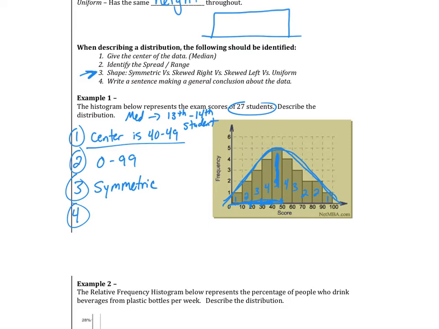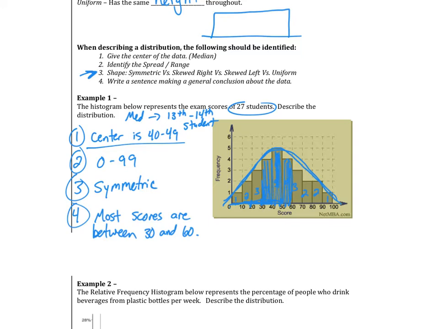And then for number 4, it just says to write a sentence making a general conclusion. So what we could say about this is most scores are between 30 and 60. Okay. Because most of the scores are going to be in here, right? So we can say, yeah, the majority or most of the scores are between 30 and 60. And that's what we're looking to do when we describe that distribution.